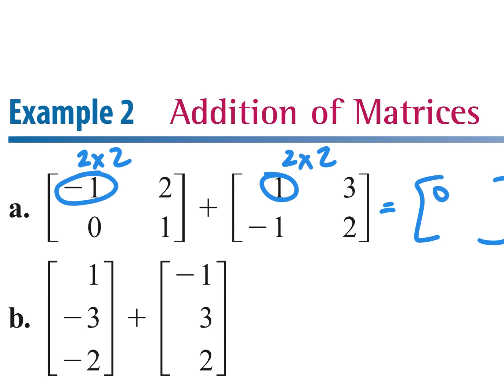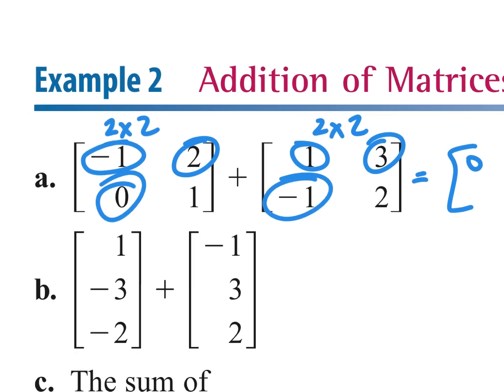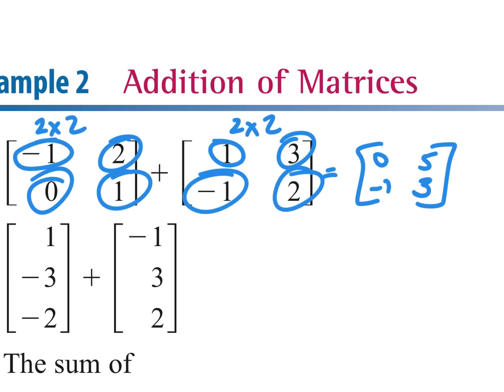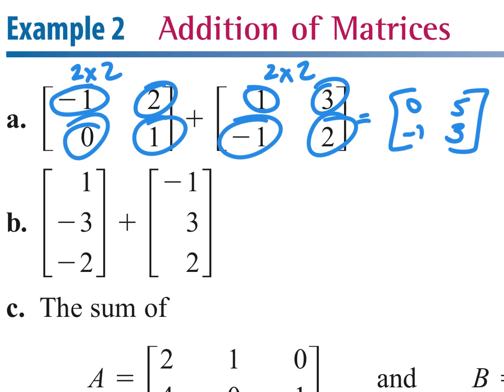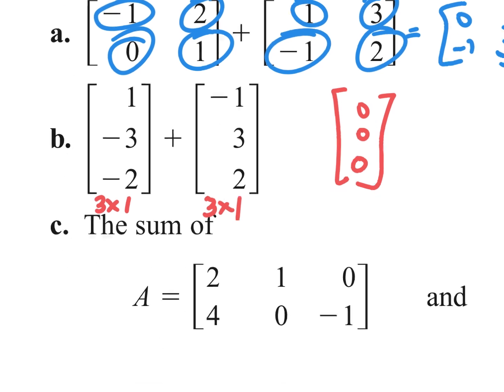You can go left to right, go up and down. Doesn't matter. I'm going to go to the right. What's 2 plus 3? 2 plus 3 is 5, okay? Bottom left with bottom left. What's 0 plus -1? Good. And then 1 plus 2 is 3. It's literally that simple. Look at the second one. Can you add them? Because it's a 3 by 1 plus a 3 by 1, correct? So what's 1 and -1? What's -3 and +3? What's -2 and +2? Good.